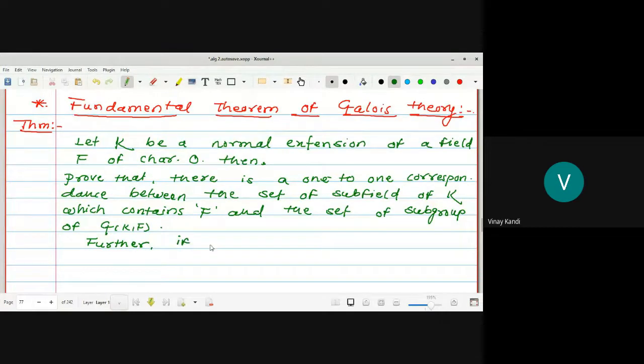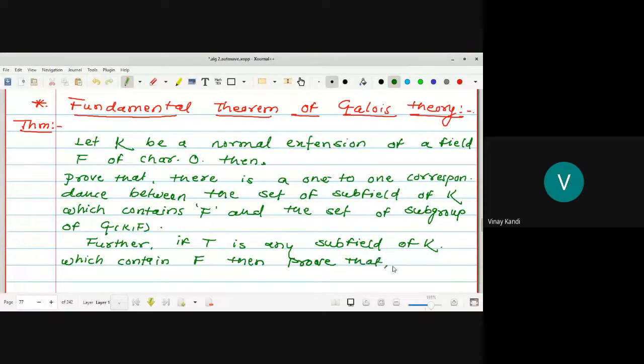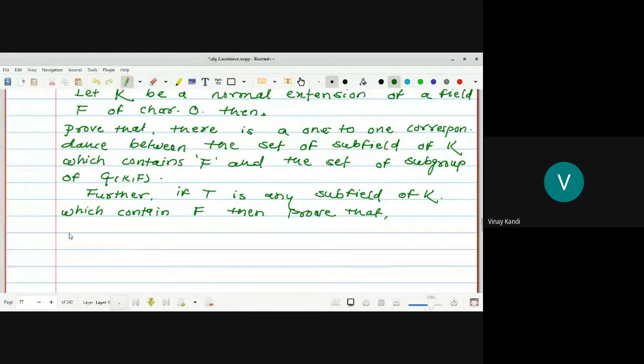And further, if capital T is any subfield of capital K which contains capital F, then prove that, first one, the dimension of K over T is equal to the order of GKT, and the dimension of T over F, that is the degree of T over F, is equal to the index of GKT in GKF.